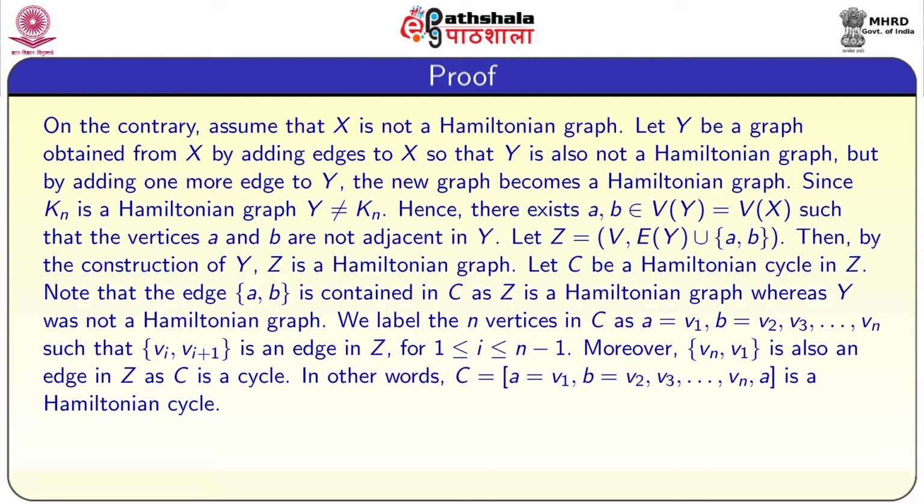Note that the edge ab is contained in C, as z is a Hamiltonian graph, whereas y is not a Hamiltonian graph. We label the n vertices in C as a equal to v1, b equal to v2, v3 and so on to vn, such that vi, vi plus 1 is an edge in z for 1 less than or equal to i less than or equal to n minus 1. Moreover, vn, v1 is also an edge in z as C is a cycle. In other words, C equal to a v1, b v2 and so on, vn a is a Hamiltonian cycle.